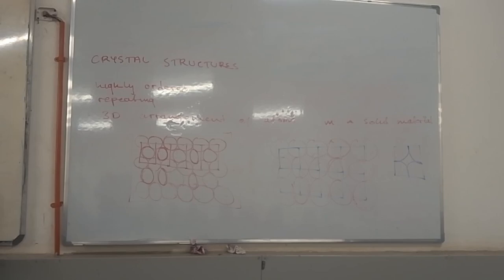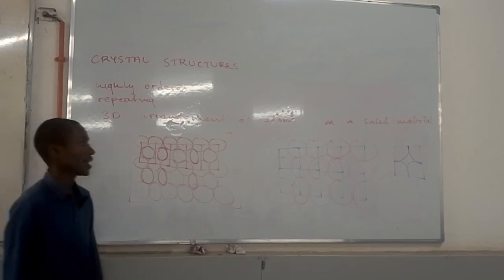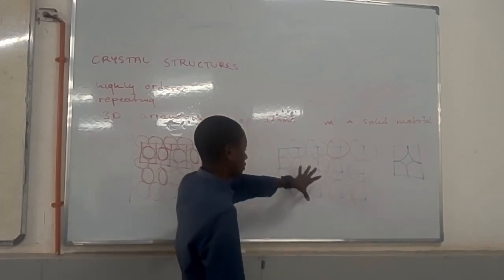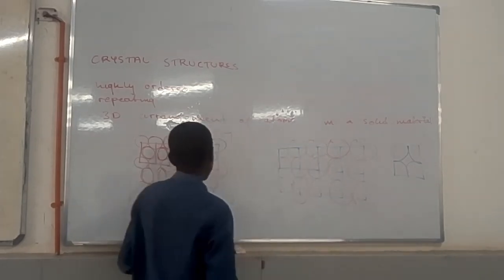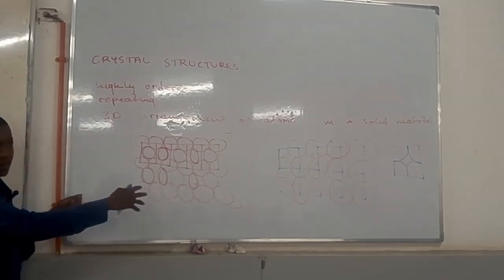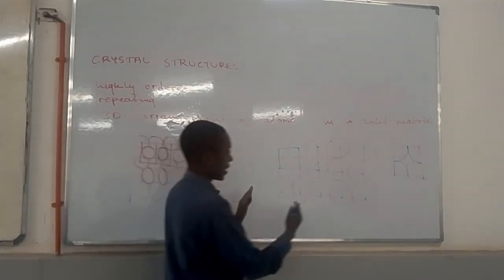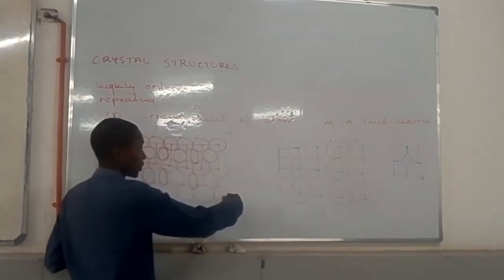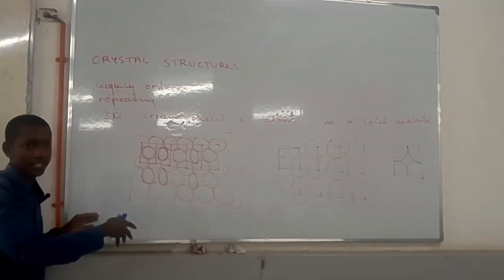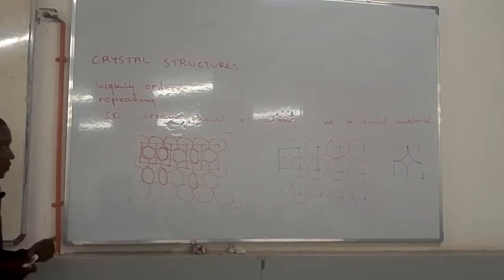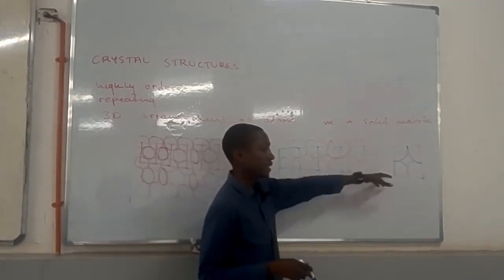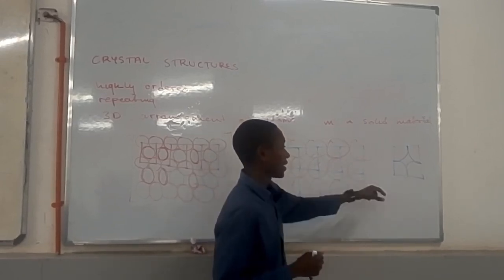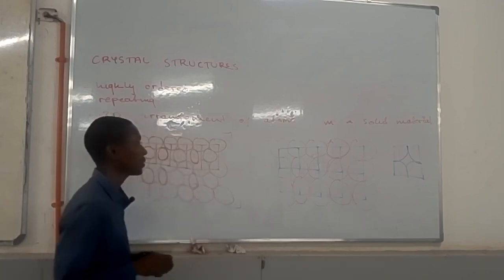So I don't know, guys, if you are following me. Are you following me? So this is an arrangement of atoms inside a solid material. This is one arrangement. This is another arrangement. This arrangement of atoms will be called by a different name. I told you that this one is the simplest. This one is called simple cubic crystal structure.